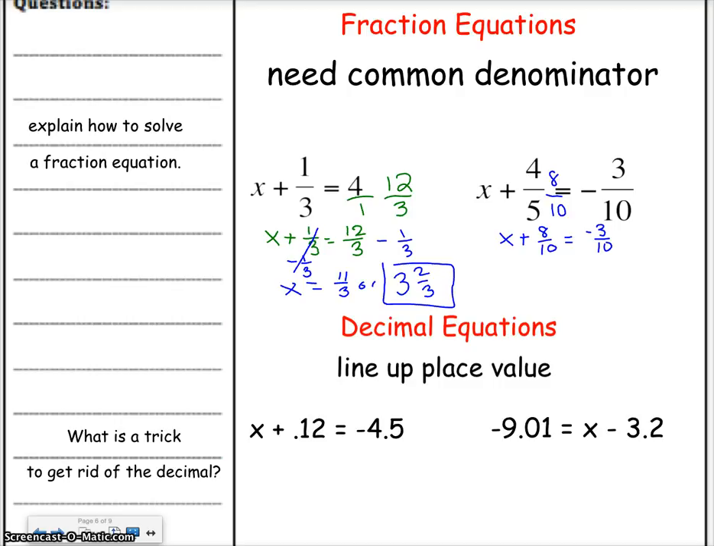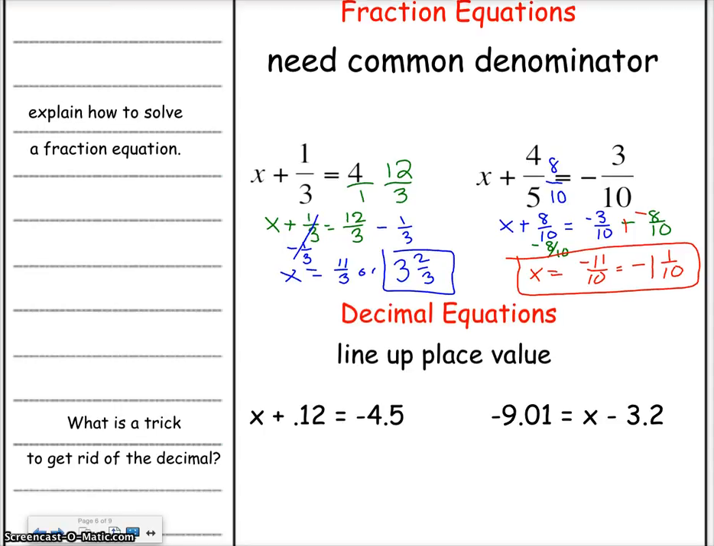I know I'm trying to be tricky here, but I'm not going to fall for it. How do you move plus 8/10? I minus 8/10. Now watch what I'm going to do. Minus 8/10 on both sides. I hope you see it's plus a negative. X equals negative 11 over 10, or negative 1 and 1/10. Yay, fractions.